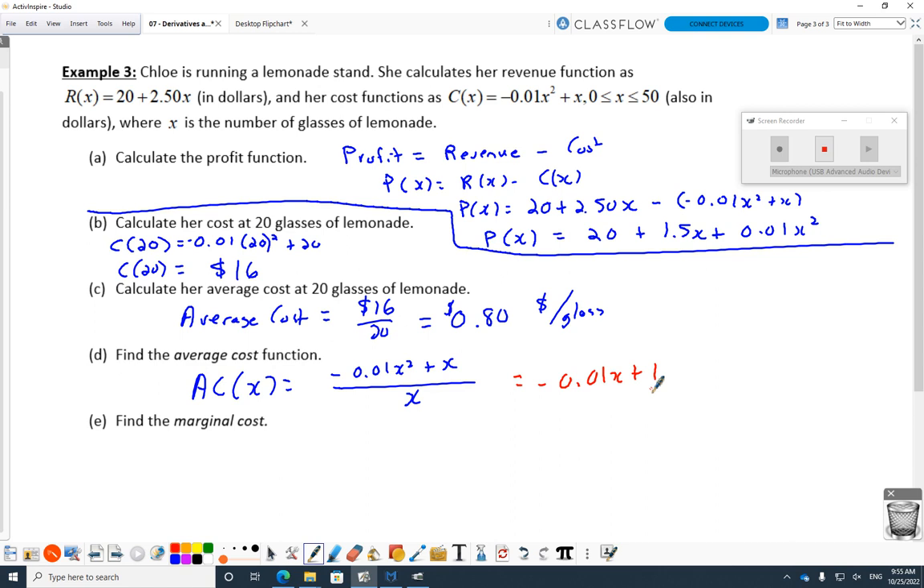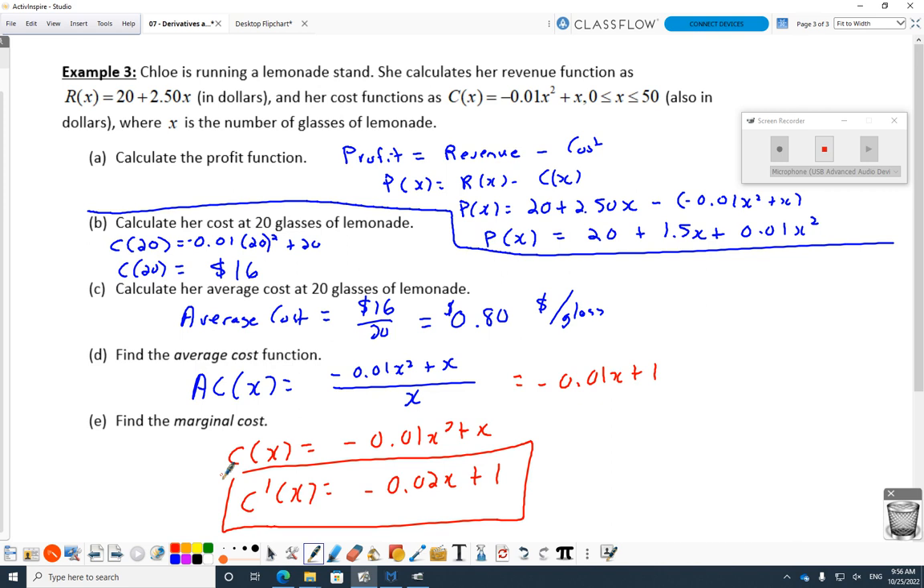And then marginal cost. If cost was negative 0.01 x squared plus x, then marginal cost is just C prime equal to negative 0.02x plus 1. So marginal, well, there's a little more to the marginal word than that. But for our purposes, marginal will just mean take the derivative. Find the rate of change of cost. And the rate of change of cost here is negative 0.02x plus 1.